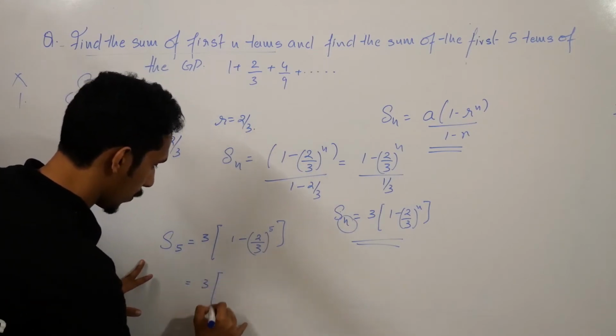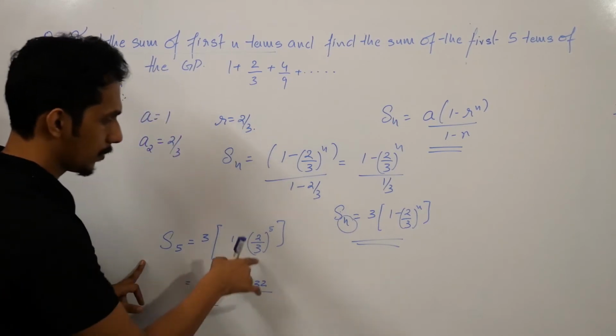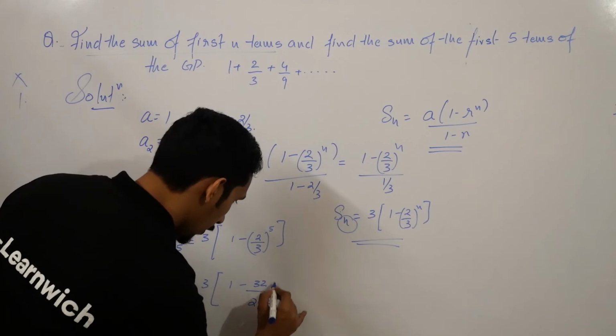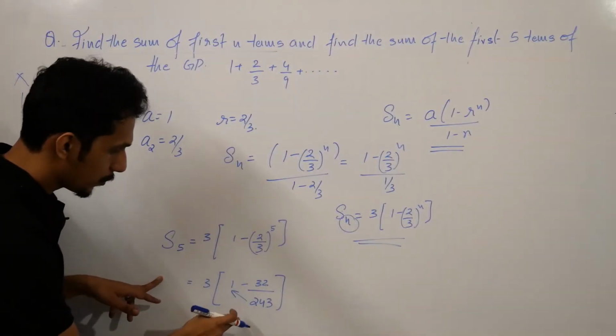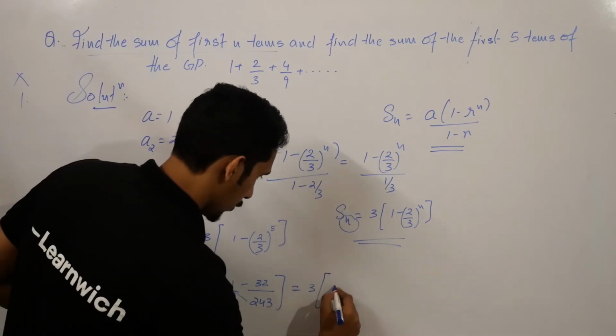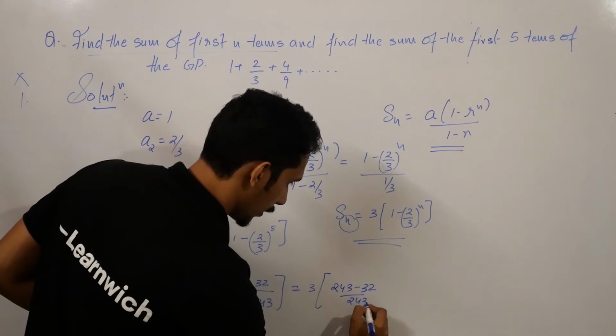So 3 into 1 minus, what is 2 raised to 5? It is 32, by 3 raised to 5, which is 243 (3, 9, 27, 81, 243). Alright, taking LCM here, 243 comes here. So you get 3 into (243 minus 32) divided by 243.